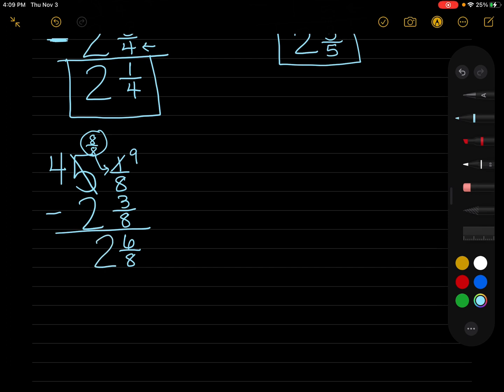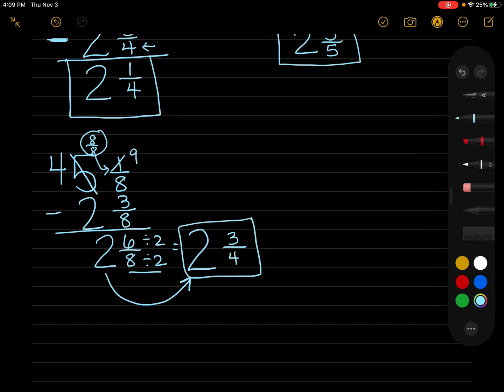Now before I say this is finished, I noticed here that these are both even numbers. Well, even numbers means that one thing it means is that they can both be reduced or simplified or put into lowest terms. So I'm going to divide both of these by 2. When I do that, I keep my whole number. Don't forget to bring that over. And then 6 divided by 2 is 3, and 8 divided by 2 is 4. Now that's my final answer. I'm going to do one more like this, and then I'm going to let you do one on your own. And then we're going to be done with this lesson.